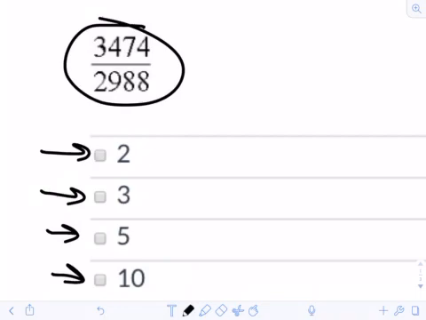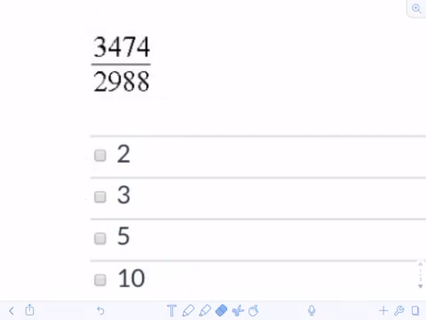I just want you to use the basic divisibility rules for 2, 3, 5, and 10. And you should not have to divide it all to get these. And I want to make sure that we know these basic rules and we're old pros at them. So let's go through. I have 3,474 over 2,988.